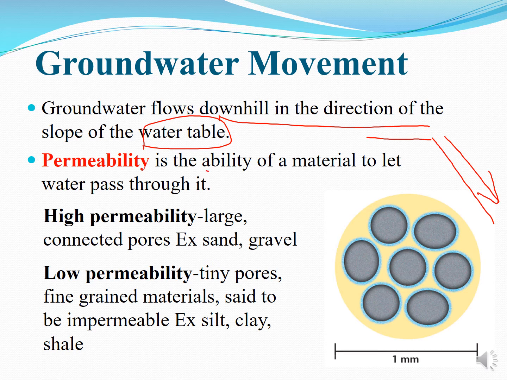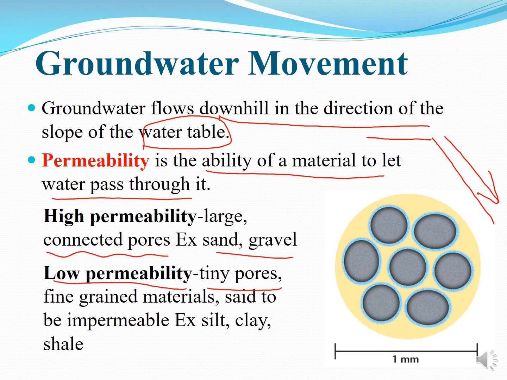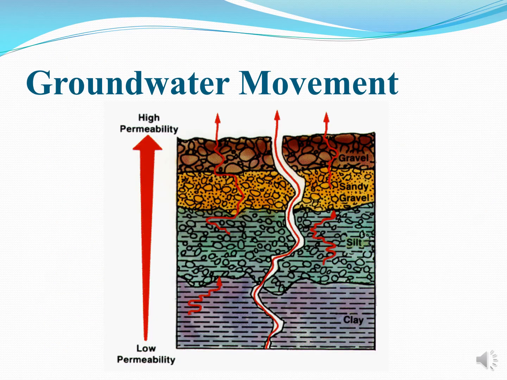Permeability is the ability of a material to let water pass through it. High permeability is large connected pores, so sand or gravel. Low is tiny pores, which is going to be like silt, clay, or shell. So here's the groundwater movement. As you see, look how it flows through clay and silt, but we have a lot moving through this gravel and sand.